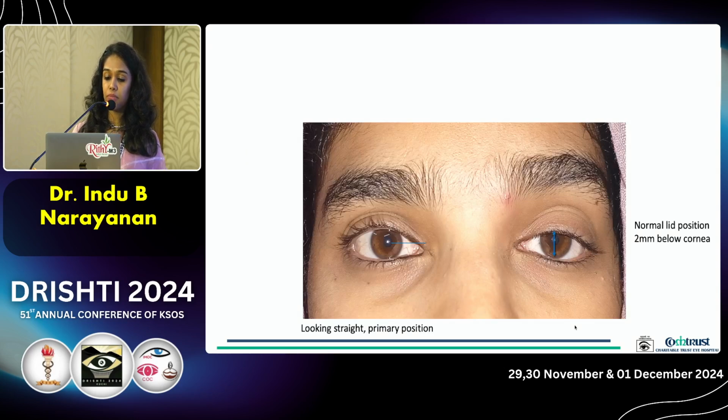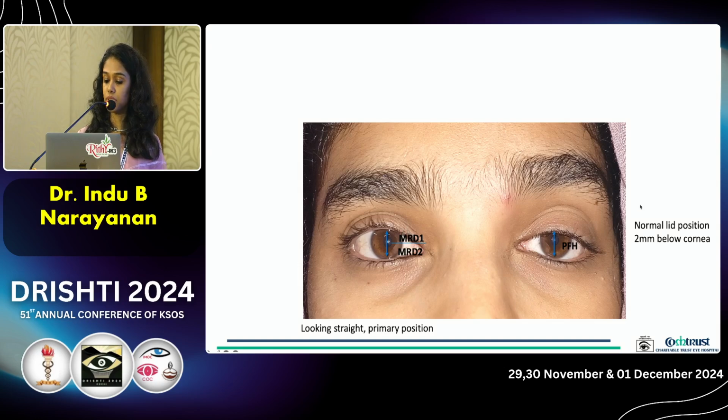First and foremost is the palpebral fissure height. I need to stress two important points: the patient should be looking straight, in the primary gaze. The palpebral fissure height is the measurement from the lower lid to the center point of the upper lid through the corneal reflex. It is divided into two: marginal reflex distance 1 and MRD2. MRD1 is the distance from the center of the pupil to the upper lid, and it normally corresponds to around 4 to 5 millimeters. The normal lid position is always 2 millimeters below the cornea.